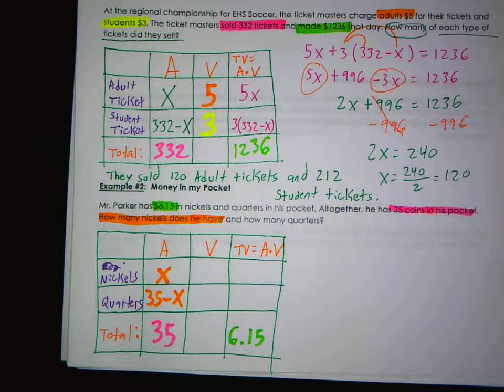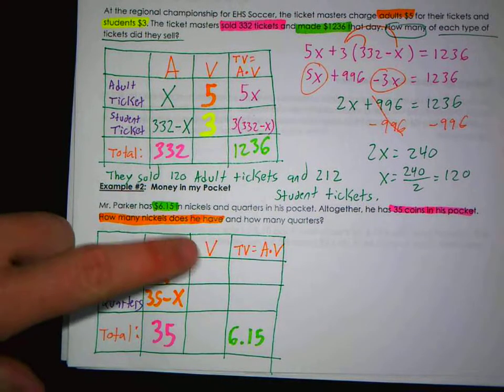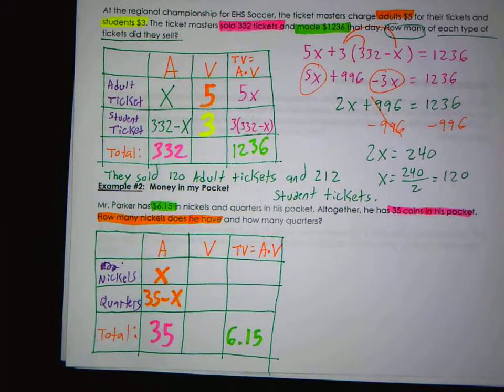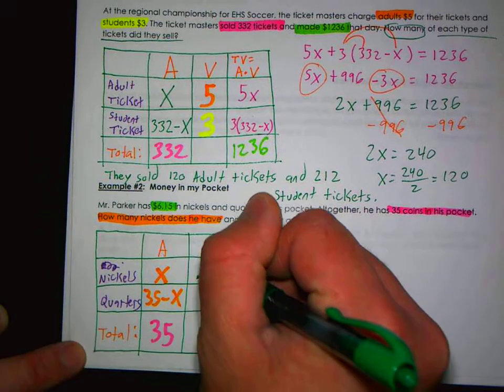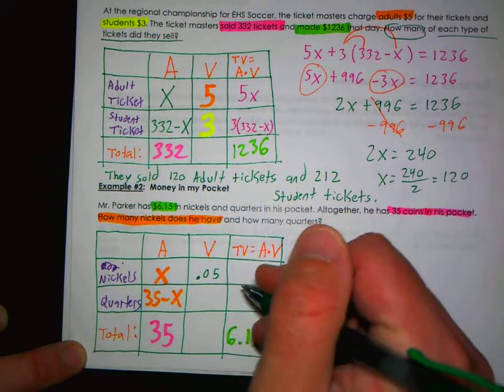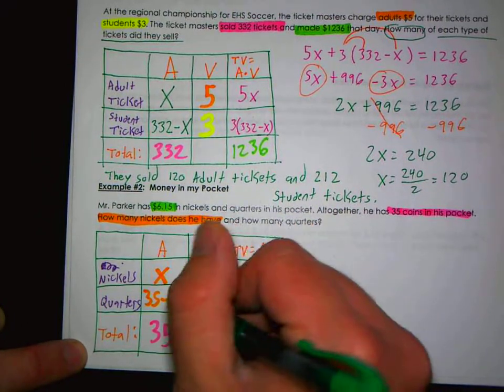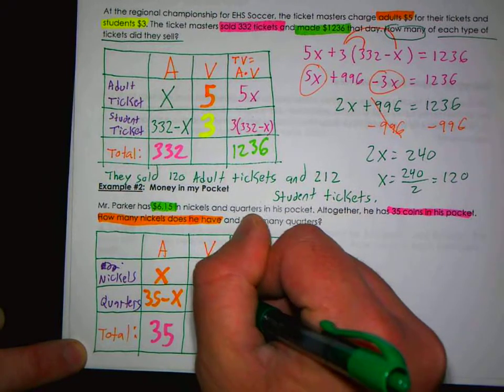I don't have enough information. I am missing the value. Does anyone know, without them telling us, how much a nickel's worth? 5 cents. And how much is a quarter worth? 25 cents.